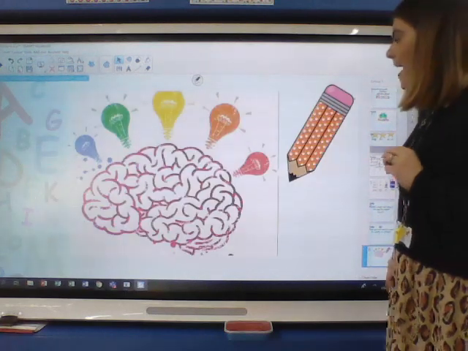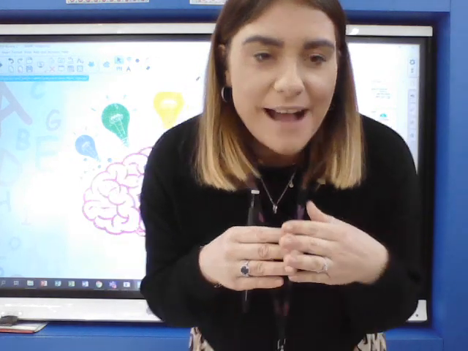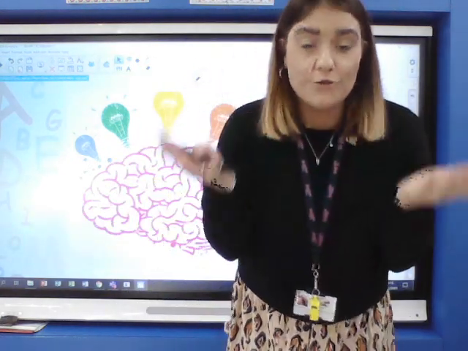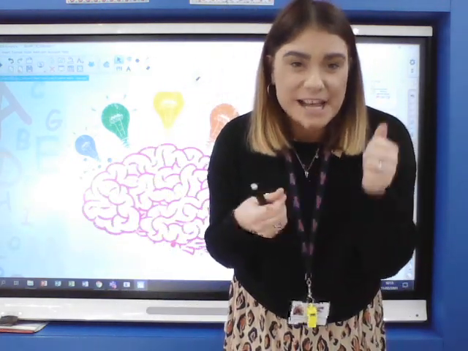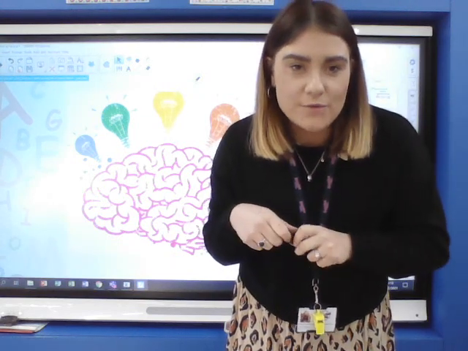Okay, so my challenge for you today, Year 2, is to come up with your own sentence. How many different A graphemes can you fit into one sentence? So how many different A words and alternative ways of writing the A sound can you fit into your sentence? And then send a picture and let me see how you got on.